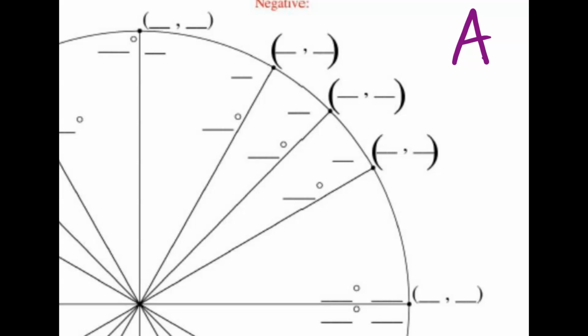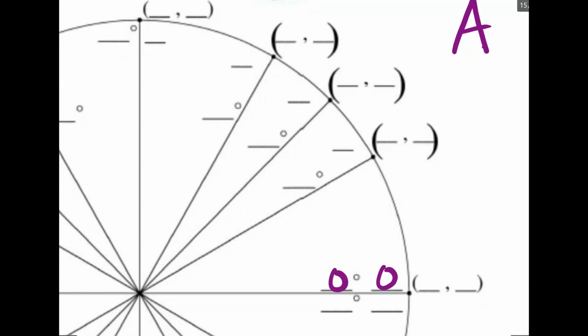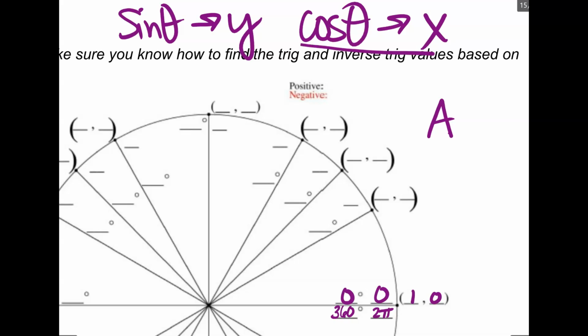So, first one. 0 degrees is the same as 0 radians. This is also the same thing as 360 degrees, and this is also 2 pi radians. What are sine and cosine of 0 degrees? Remember I said cosine's x and sine is y? So x is your cosine. Cool, the point is 1, 0.